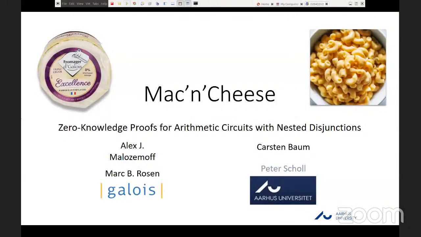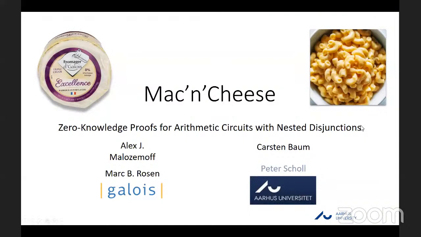This is Mac and Cheese, zero-knowledge proofs for Boolean and arithmetic circuits with nested disjunctions. It's work by Alex Malozemov, Carsten Baum, Mark Rosen, and Peter Scholl.